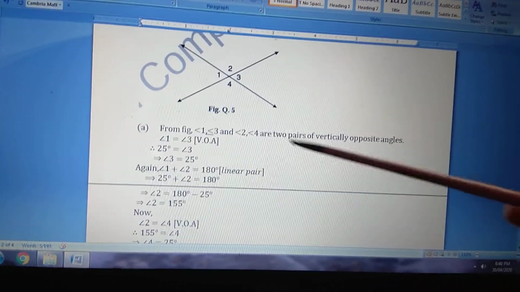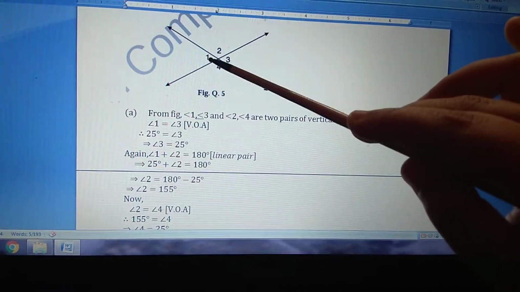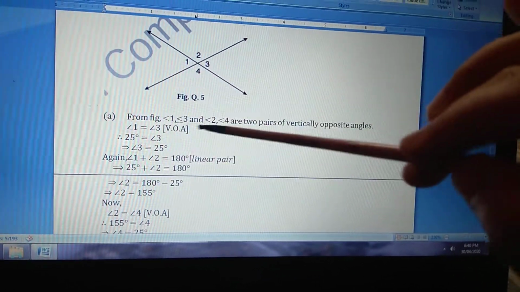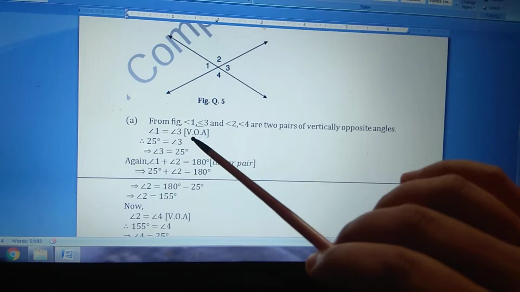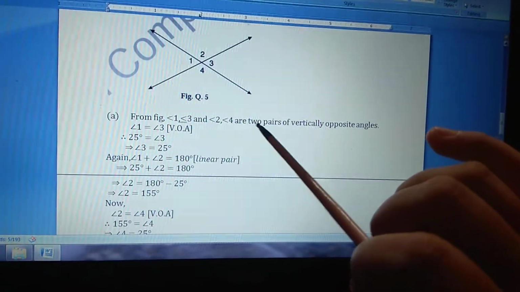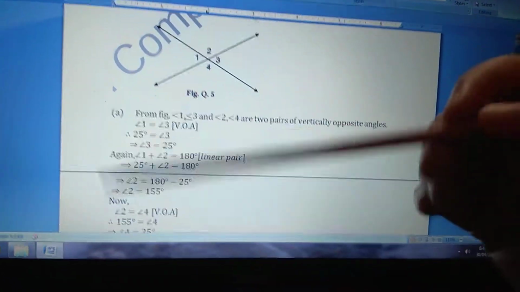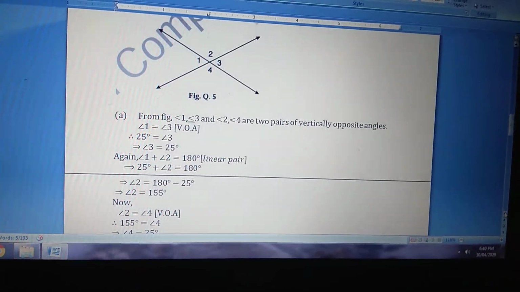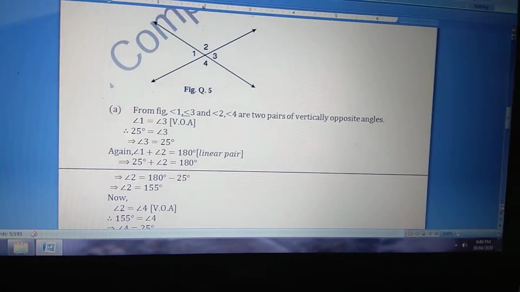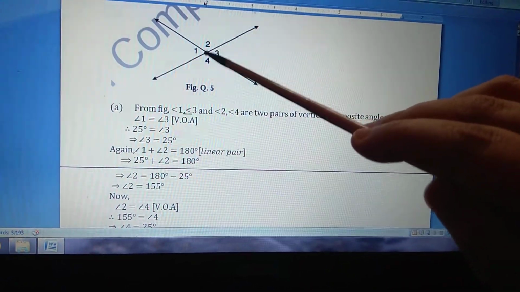In question number 5, two lines have intersected and 4 angles are formed: 1, 2, 3, 4. So we know what type of property will be used here. From the figure, 1 and 3, and 2 and 4 are two pairs of vertically opposite angles. Now we need to recall the property of vertically opposite angles. We know vertically opposite angles are always equal. That means 1 is equal to 3 and 2 is equal to 4.